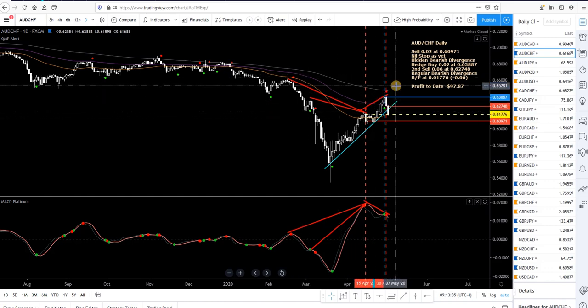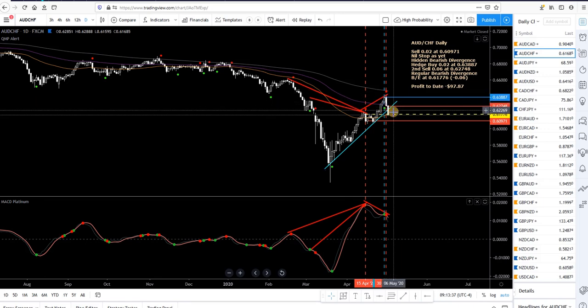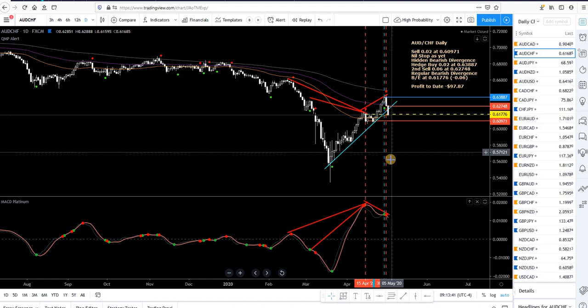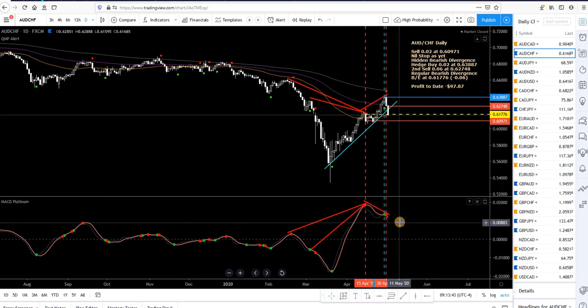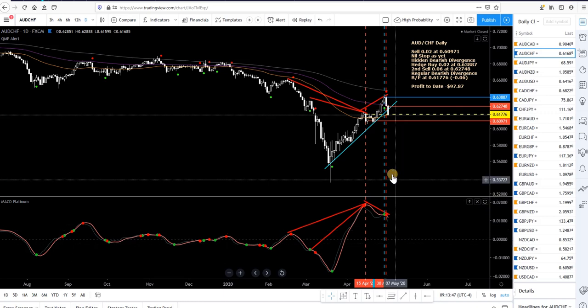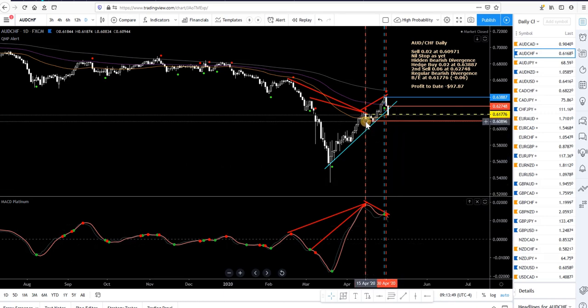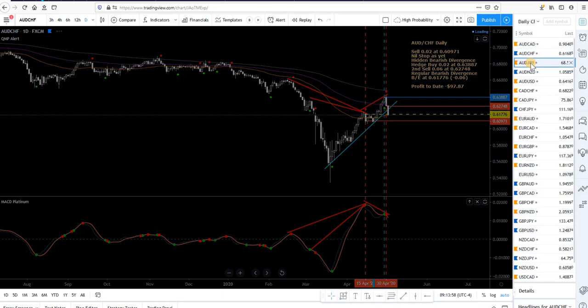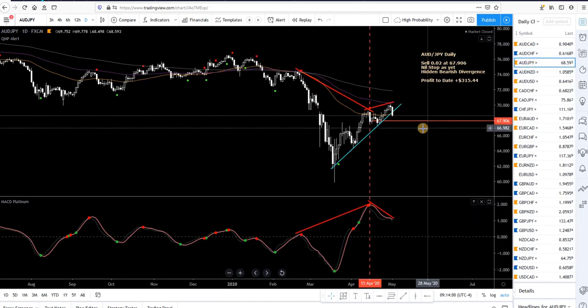You get the two divergences on the same pair, and even though it's at break even now for these three trades, it's highly unlikely I'll take any action until this MACD Platinum gets down closer to the zero level. Then I'll look at closing out the original sell trade and possibly the hedge buy trade, and a partial close on the second trade. So something like that. All right, moving right along, Aus-Yen.